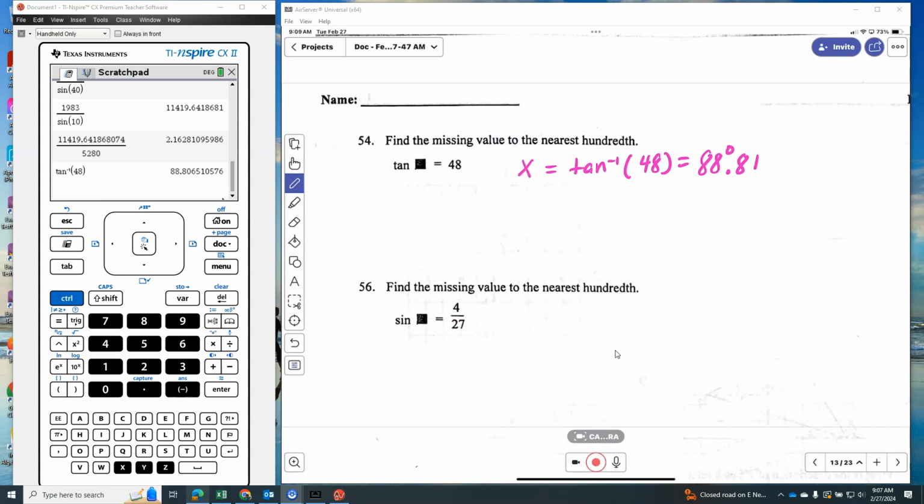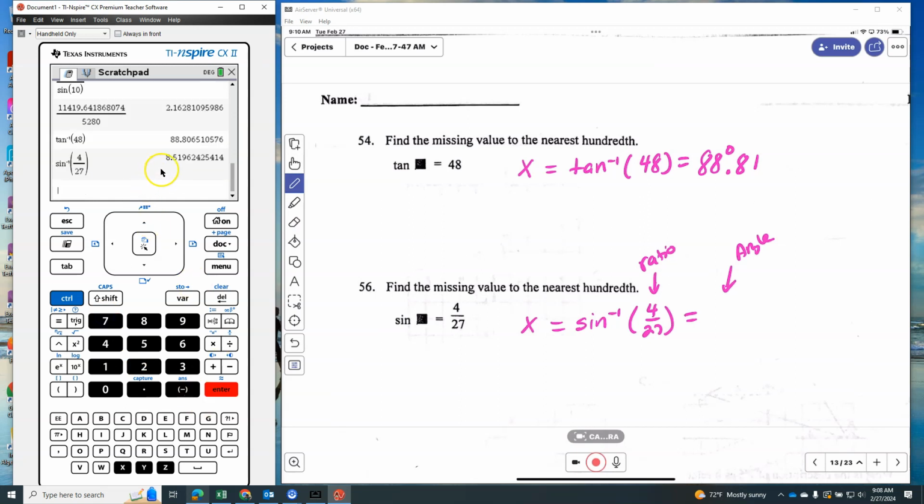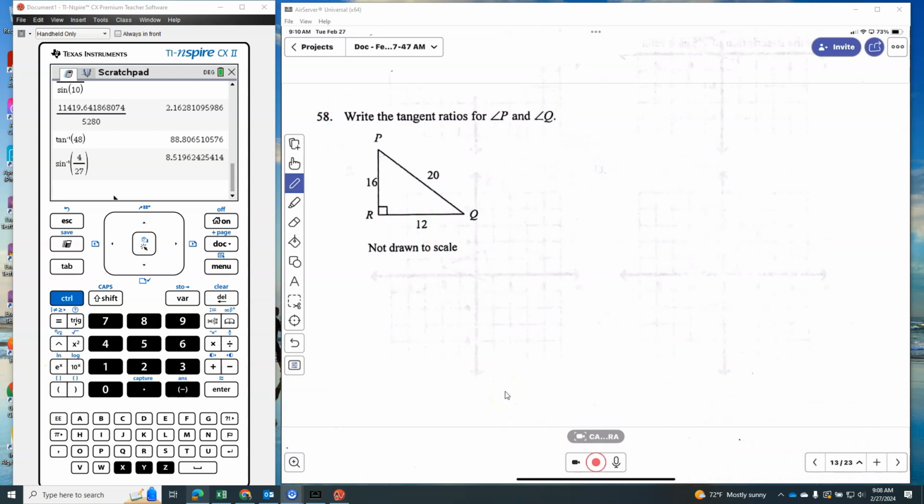Number 56, find the missing value to the nearest hundredth. So once again, you have sine of x is equal to 4 over 27. So you have to use the inverse sine, since you're using the ratio, this is actually the ratio, and you're coming up with the angle. And the angle is in degrees. So we're going to go to trig sine. So you have 4 divided by 27, and so the angle is 8.52 degrees.